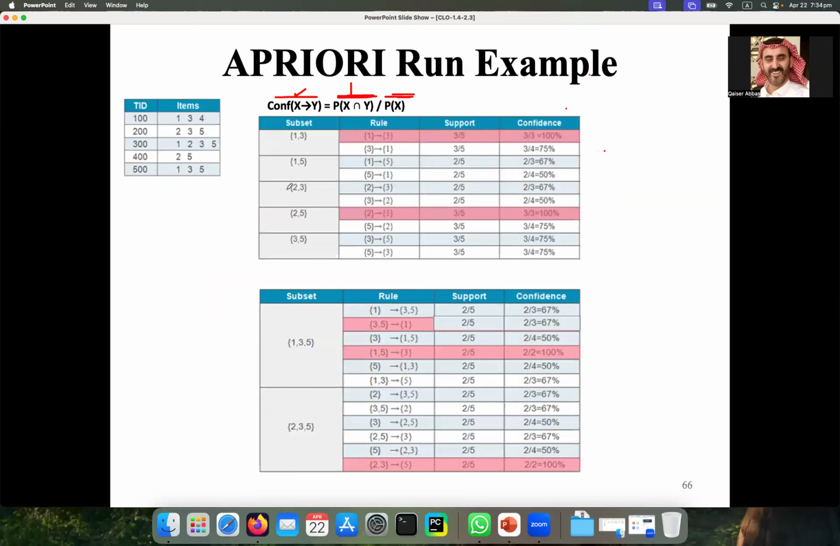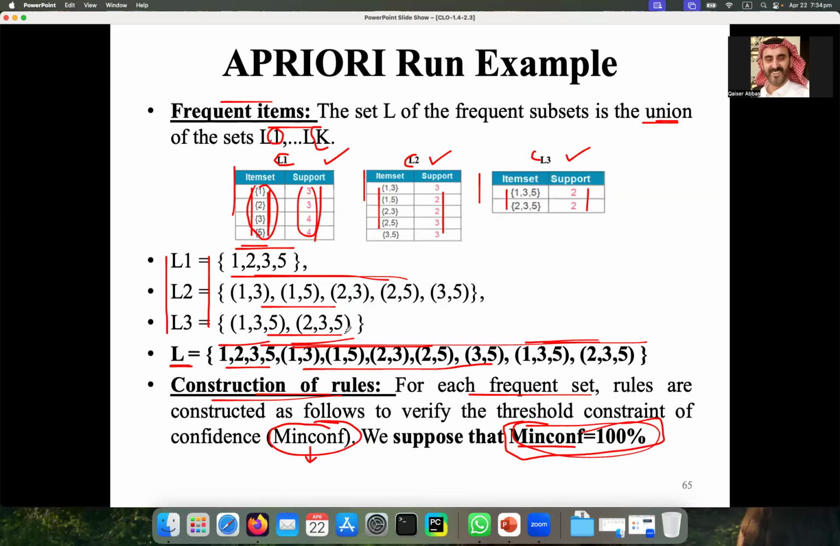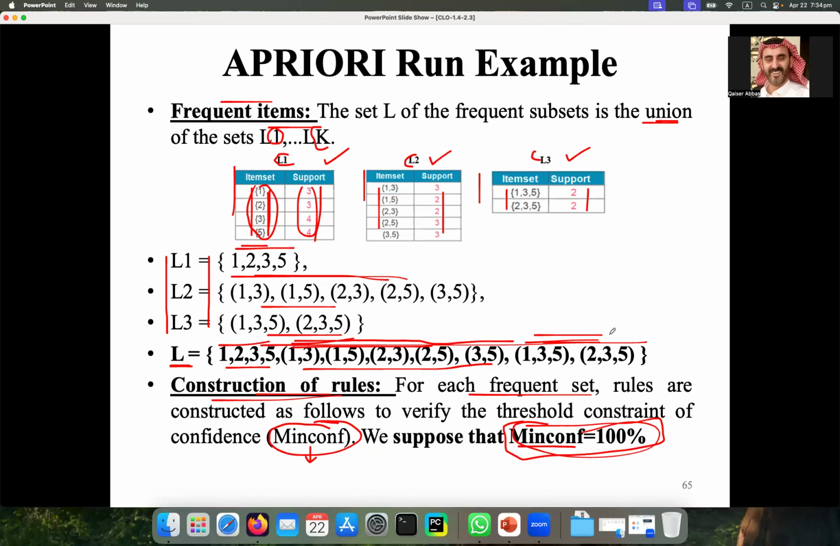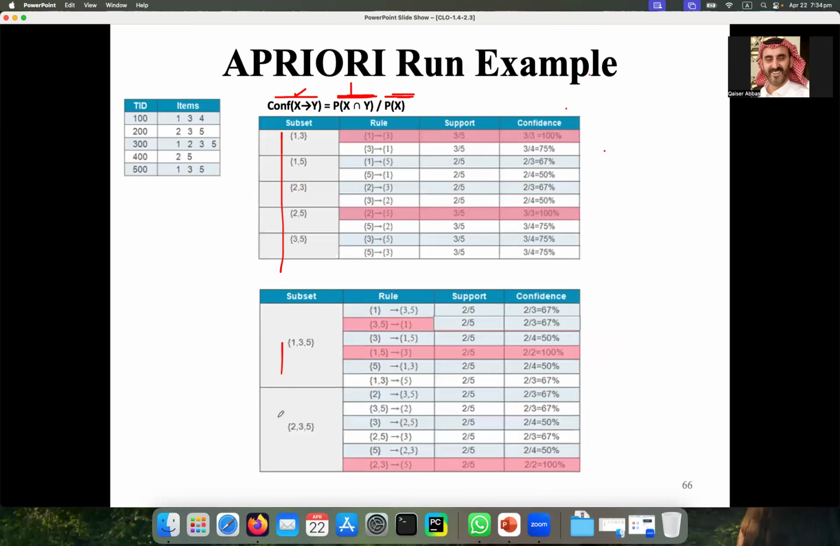So whatever pairs you have here, 1,3, 1,5, 2,3, 2,5, 3,5, you write all these pairs here. And similarly, whatever triplets you have here, you write those triplets here.